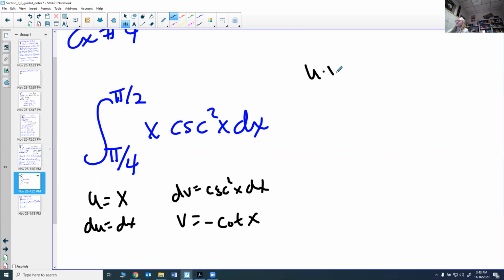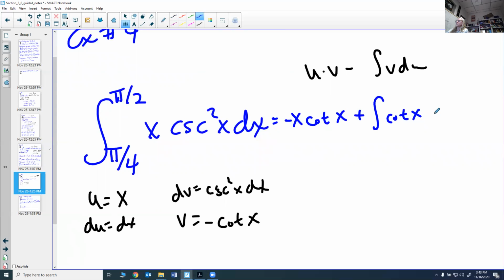Then again, we want to do u times v minus the integral of v du. So u was x, v turns out to be minus the cotangent of x, minus the integral of v, which is minus the cotangent of x, times du, which is dx. Oh, and by the way, we are evaluating that from pi/4 to pi/2. So don't forget that you have those limits. When I did this, I noticed that for pi/4 to pi/2, I can actually do that one, so I'm going to go ahead and do that one. I need to also do the integral of cotangent of x dx.